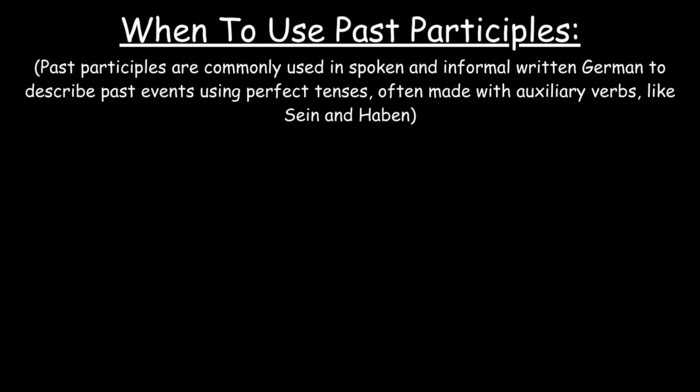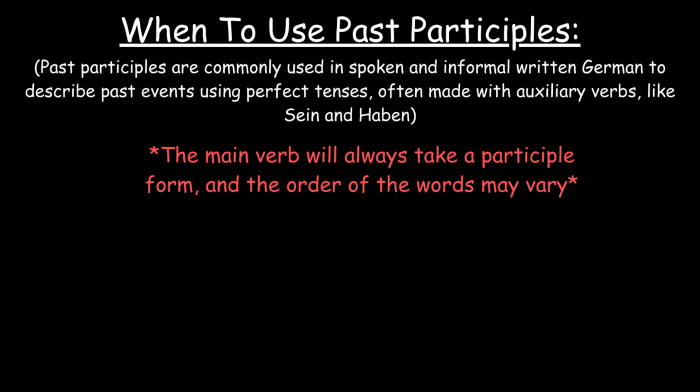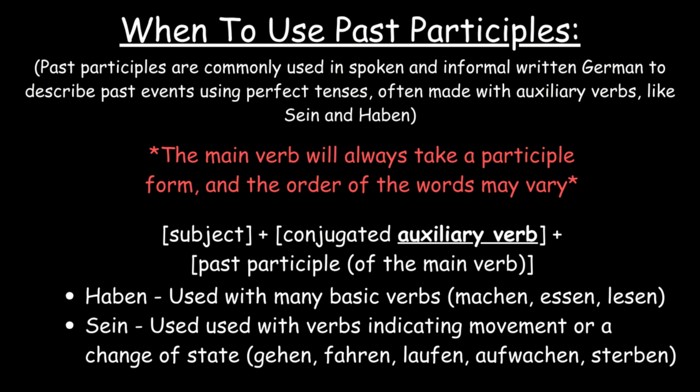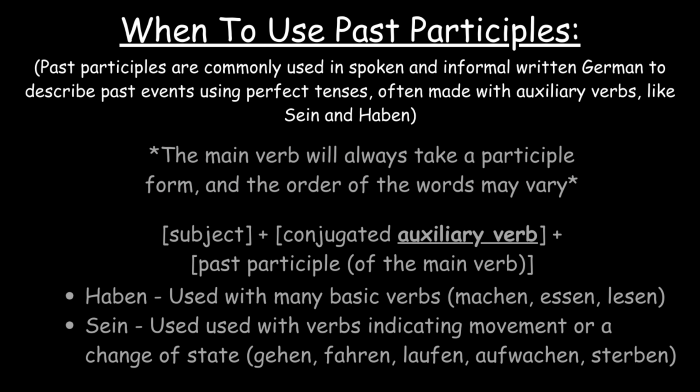In such cases, the main verb will always take a participle form, and the order of the words may vary, considering a subject, a conjugated auxiliary verb, and a past participle of the main verb. The auxiliary verb itself can be the verb haben, which is used with many basic verbs, or sein, which is used with verbs indicating movement or a change of state or condition. This concept will be explained in the next videos.